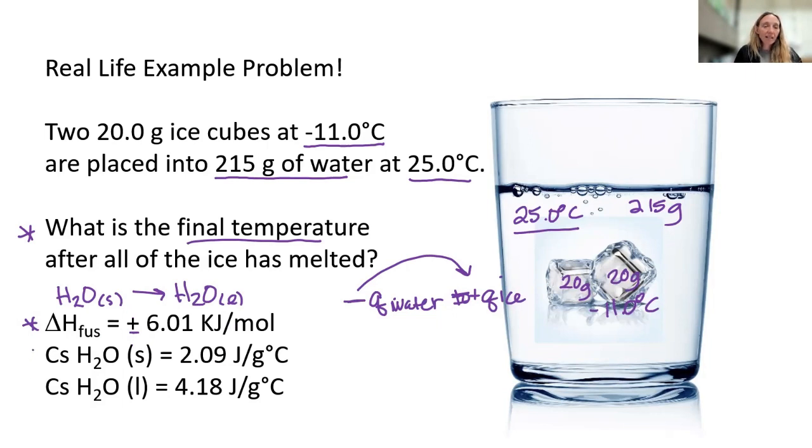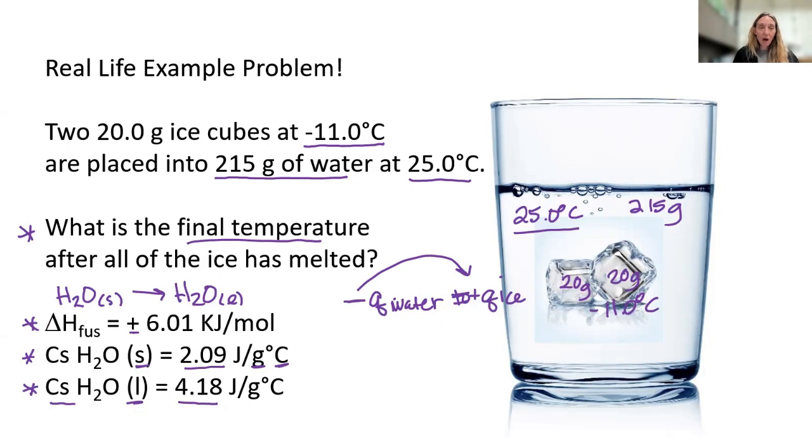Okay, and then the last thing we have is specific heat values. So specific heat values of water as a solid is 2.09 joules per gram degree Celsius. Right, so that's how much heat the solid water can absorb per gram, and to increase 1 degree Celsius. And then also we have the specific heat of the liquid water. That's 4.18 joules per gram degree Celsius. Okay, so that's all the information that we're given in our problem.